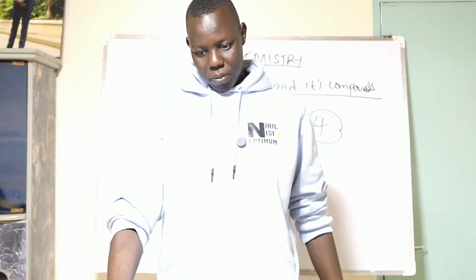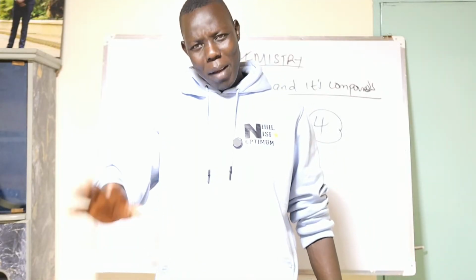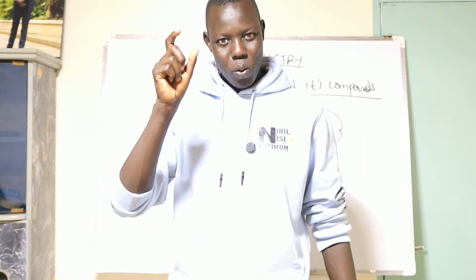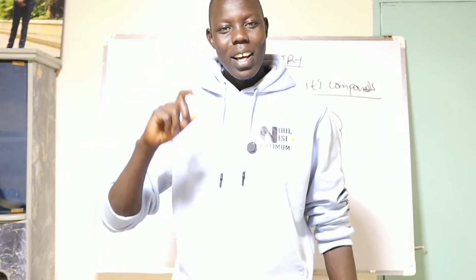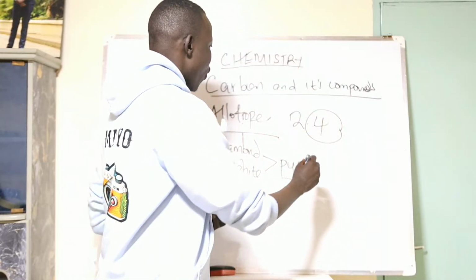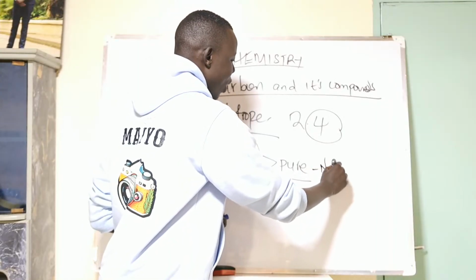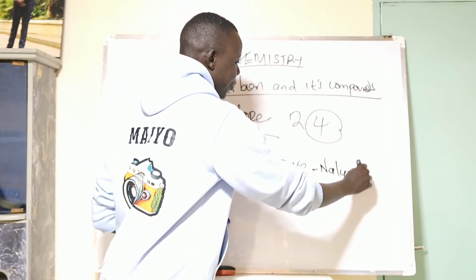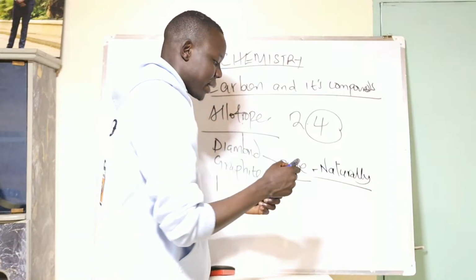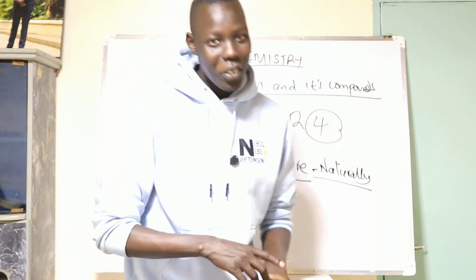Now, we have 2 main. And remember, please don't forget this. The 2, which is diamond and graphite, they occur naturally. They're not man-made.